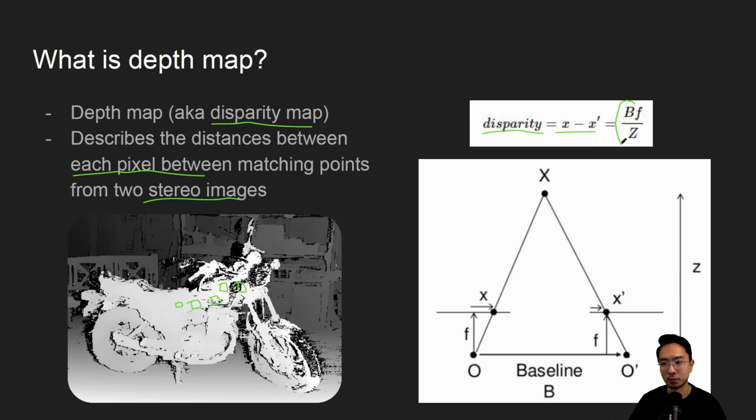The disparity equation can be defined by x minus x prime, for the left and right image. And this is equal, based off of some similar triangle geometry, to B, your baseline, which is the distance between your two cameras, times f divided by Z, which is the Z distance to your world point. You can see this figure here that describes that geometry.